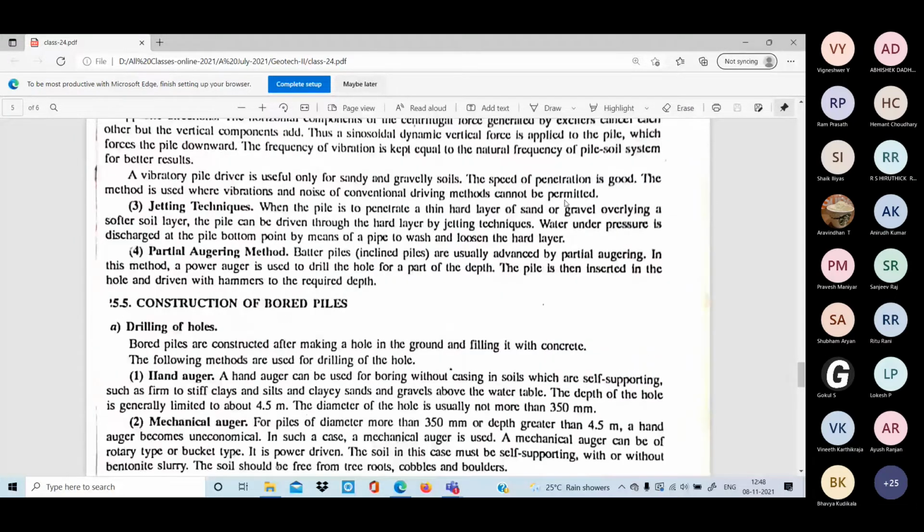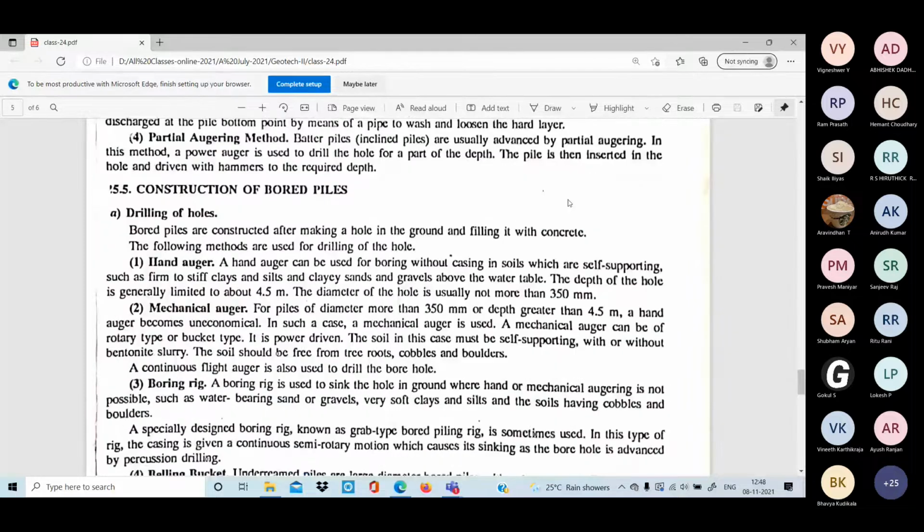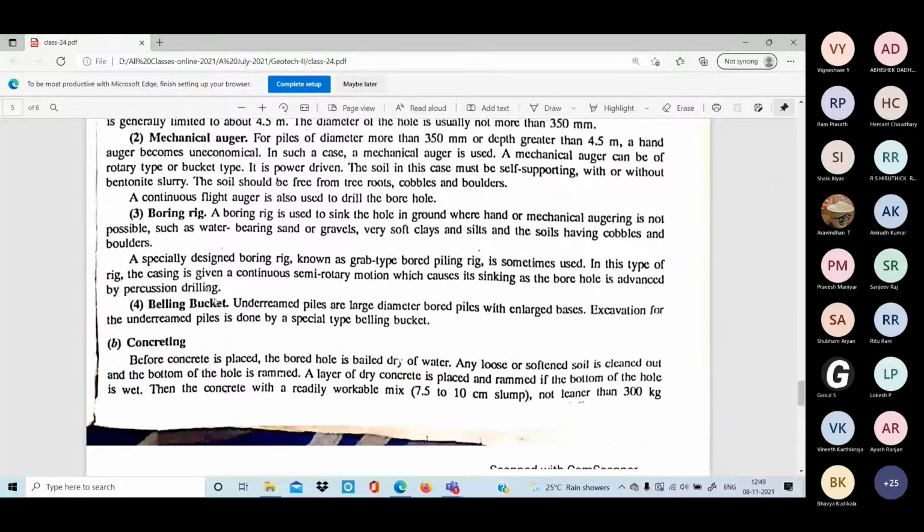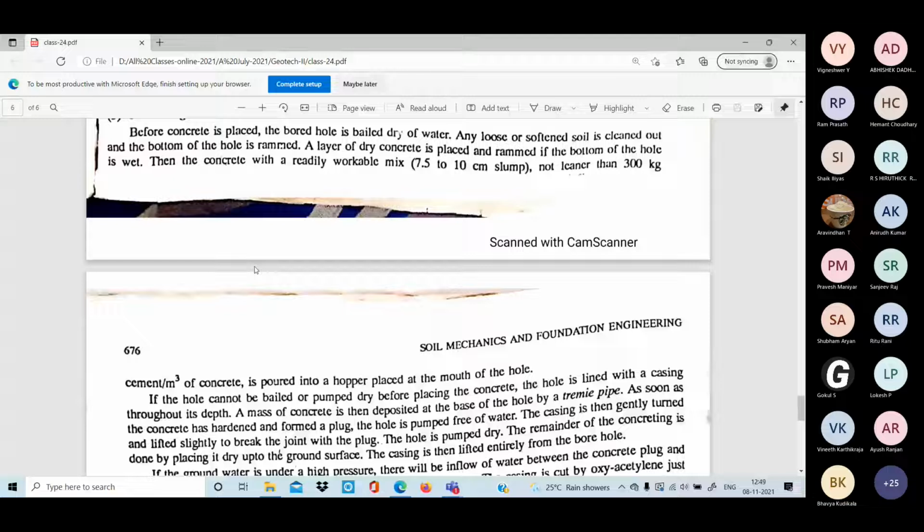Now construction of the bored pile, how it looks. Bored pile means, as I said, we have to make a borehole. We can use auger boring, and boring means making a hole. We can use a mechanical auger, or a hand auger with a motor. Then concrete would be filled. That is what is given in this paragraph. First we make a borehole, then finally we fill it with concrete.